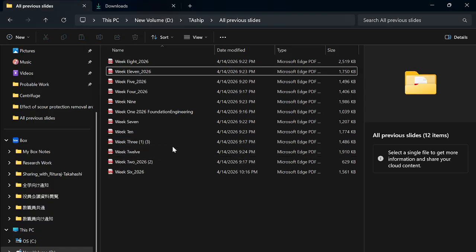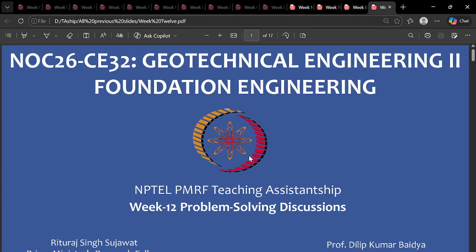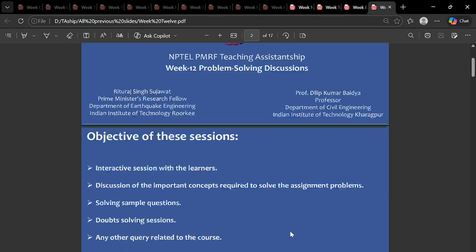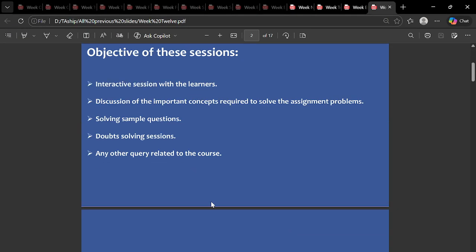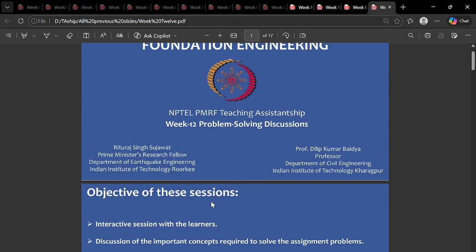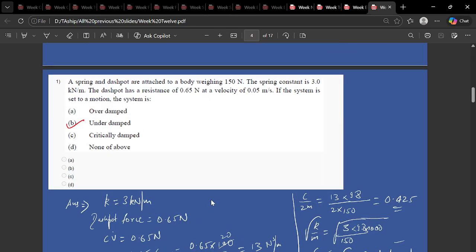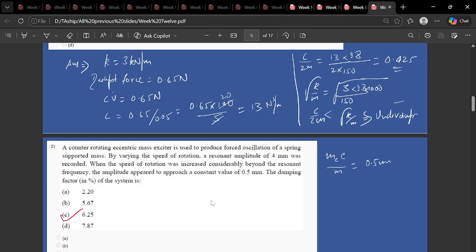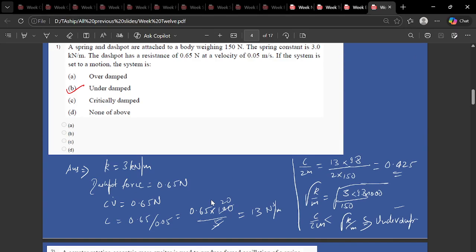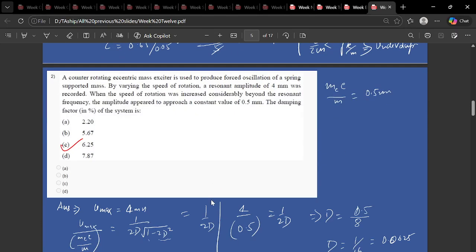Moving to week 12. So let's cover the last slide for today. Again, it depends upon the calculation of the underdamped system and overdamped system. So for the underdamped system, we know when your C by 2m is less than root over k by m, it's an underdamped system.